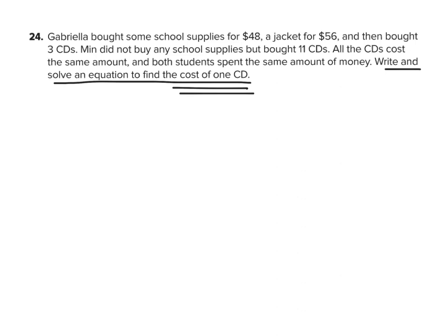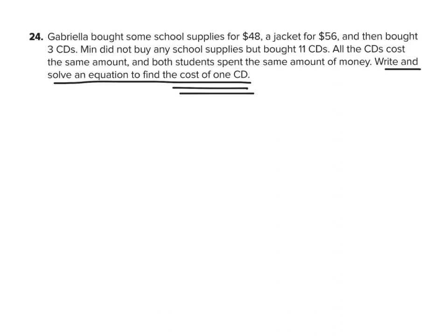For this example, we're going to practice writing an equation from a situation, and remember that an equation has an equal sign and it has a variable or one unknown in this case that we're solving for. So it says Gabriella bought some school supplies for $48, a jacket for $56, and then bought 3 CDs. Min did not buy any school supplies but bought 11 CDs. All the CDs cost the same amount and both students spent the same amount of money. Write an equation to find the cost of one CD.